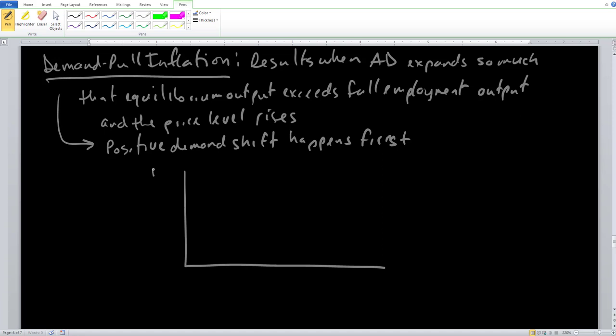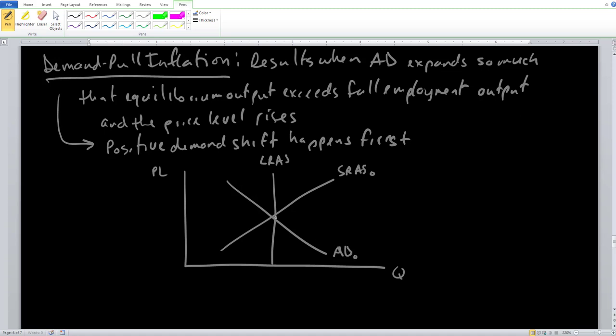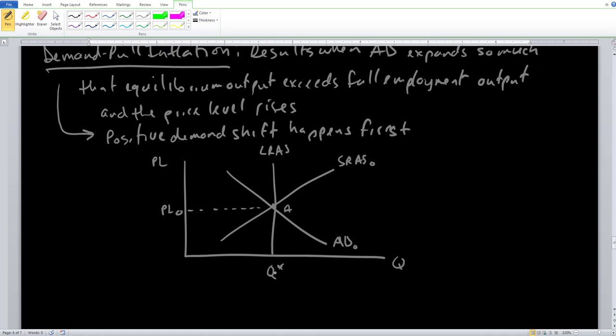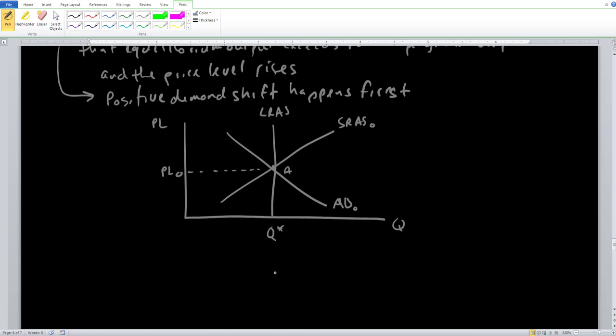First, we draw out our graph. We have price level, we have output, and in both of these cases, we're going to start off in long run equilibrium. So here we have LRAS, we have SRAS 0, and AD 0. So here at point A, we have price level 0, PL 0, and output level Q star. So everything is really happy under our happy little place because we are in long run equilibrium. So just starting off initially, we do notice that the economy is going to be operating in long run equilibrium.